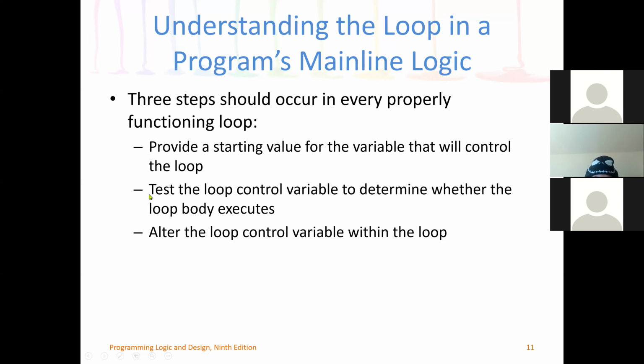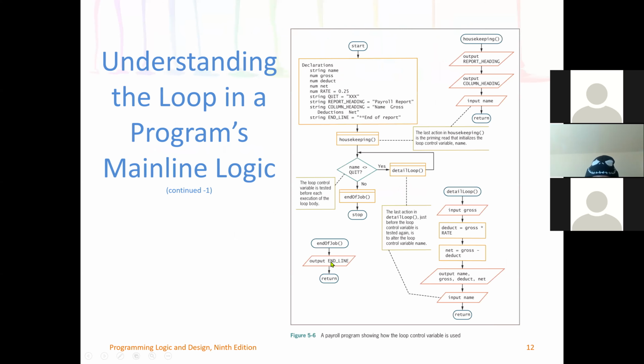So those are the three things we discussed earlier. First thing, we provide a starting value for the variable that will control the loop. Then we have a test condition to test the loop control variable to determine whether the loop will execute. If the condition is true, the loop will execute. If the condition is false, the loop will not execute. Then, of course, we have to alter the loop control variable. Either we increment it or we decrement it. Otherwise, we are going to have, again, an infinity loop. Infinity loop, the loop will keep executing for good.